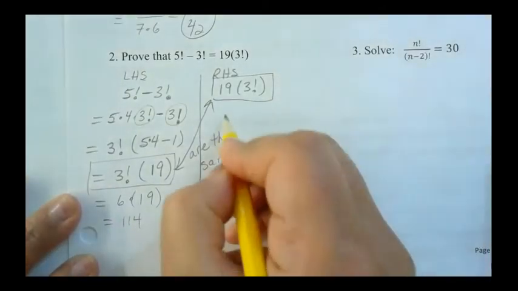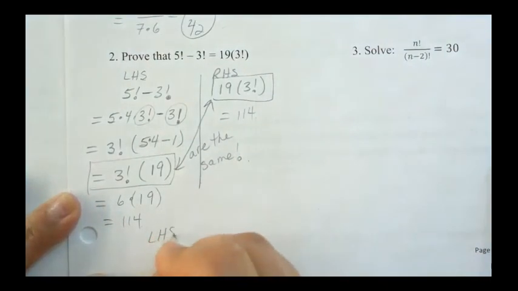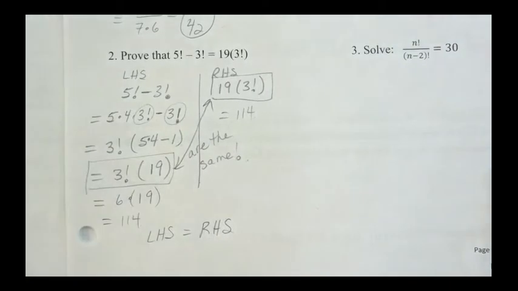So that's 114, and this actually also works out to 114. Basically, we need to make the statement that the left-hand side is equal to the right-hand side. Okay? So, cool.